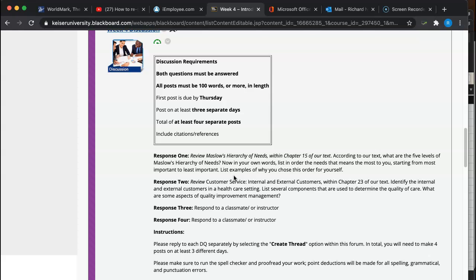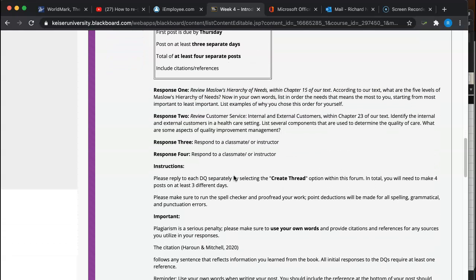Now, with quality improvement management, there are several different aspects, but the two main ones that I'm looking for, and that doesn't mean just list these two, but I need to see these two in your answer for full credit, is that you're always striving to improve upon the quality of care while decreasing the cost that it takes to provide that quality of care. So increased quality improvement while decreasing the cost of providing the care.